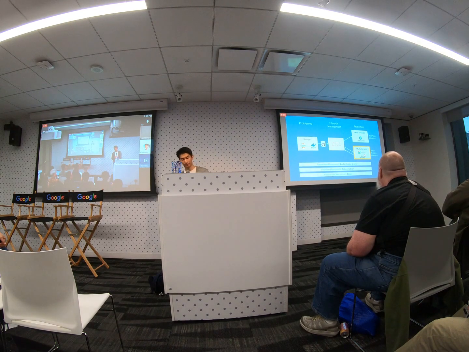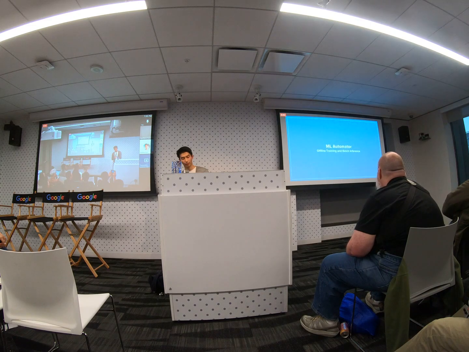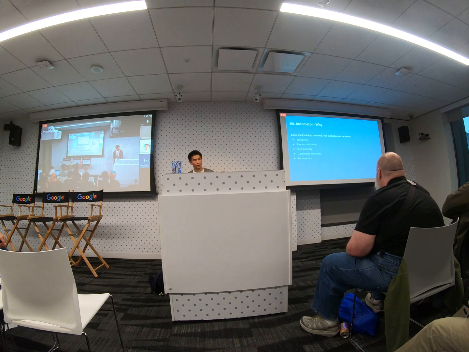ML Automator. So ML Automator is for offline training and batch inference. Why do we need it? Automated training, inference, and evaluation are necessary. It has scheduling, resource allocation, saving the results. You can set it up with dashboards and alerts, and you can orchestrate these types of events.